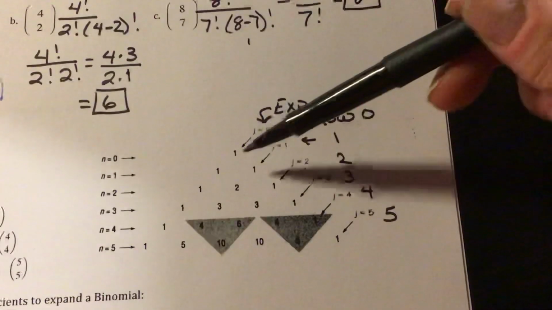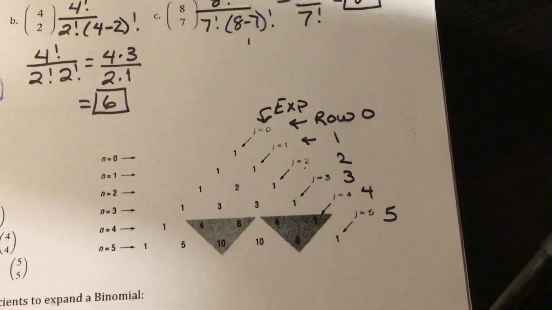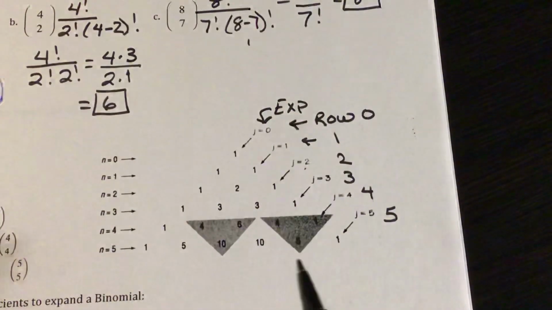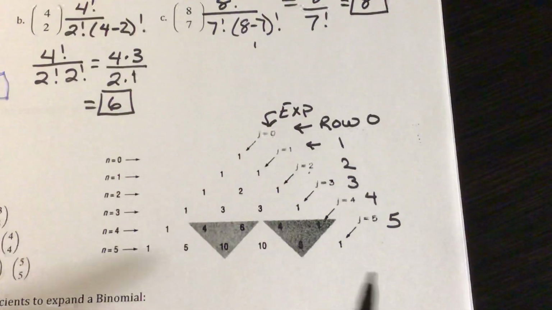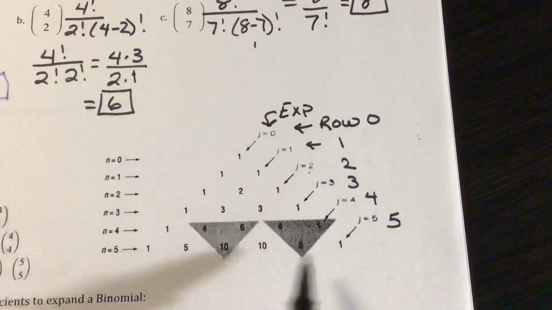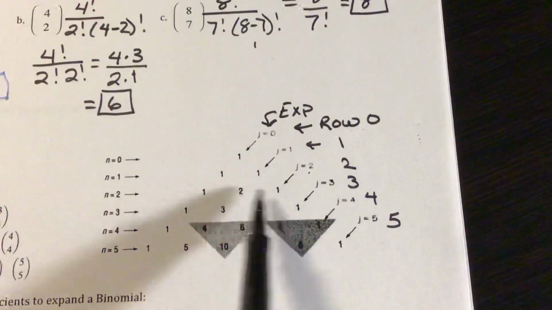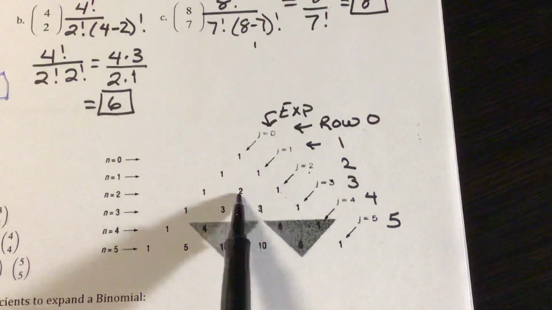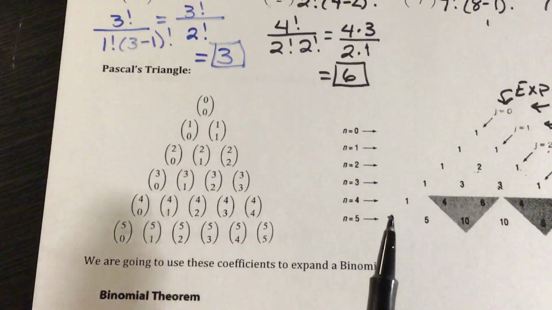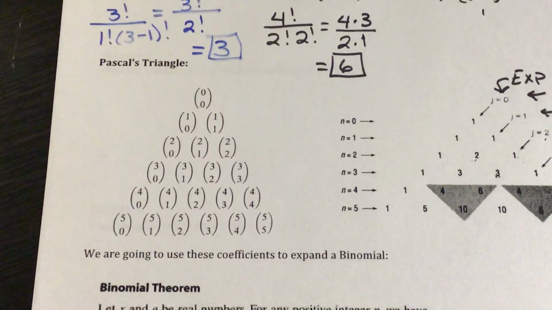Notice that we have a pattern here. 1, 2, 3, 4, 5. I could keep going 6, 7, 8. So when I'm using Pascal's triangle, these numbers are not only the sum of the two numbers before it. I can also look at getting these numbers by looking at combinations.